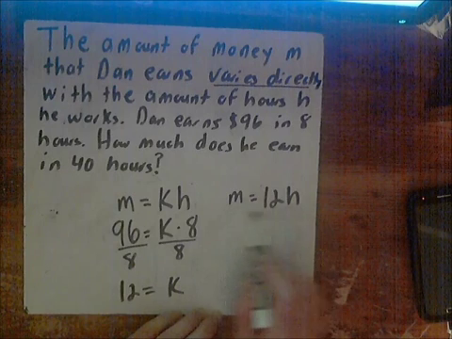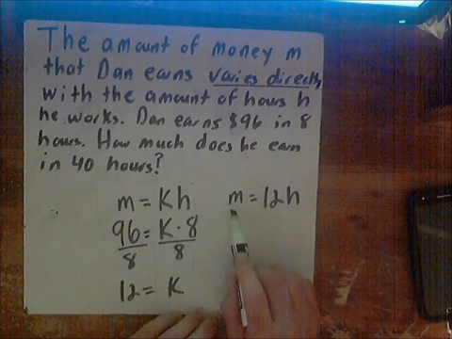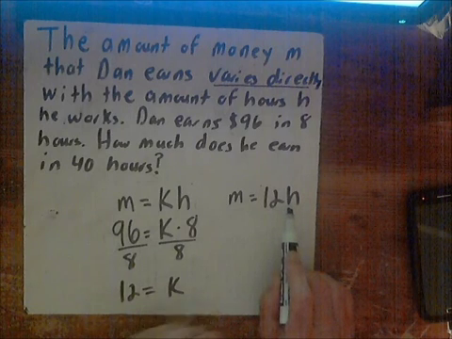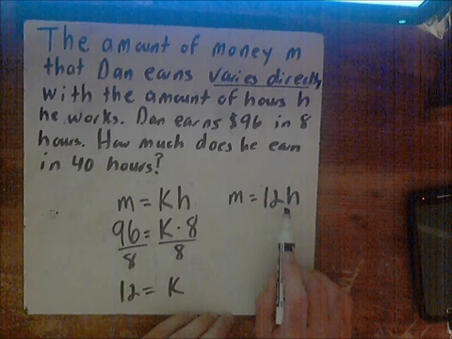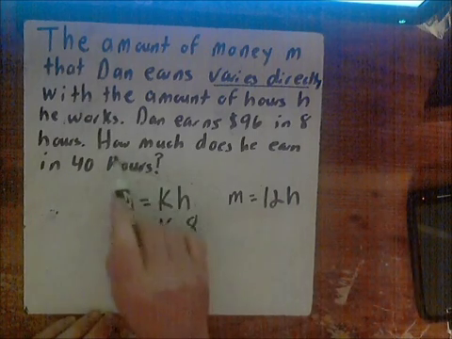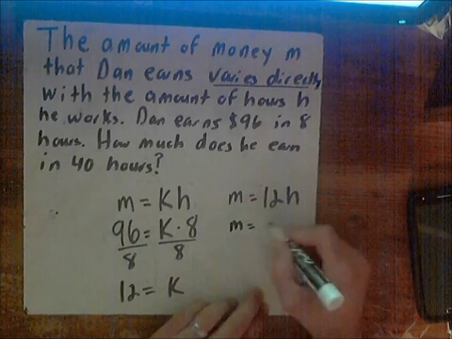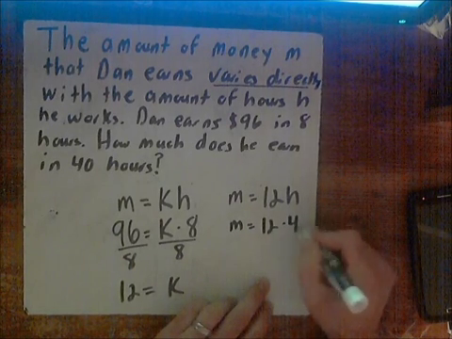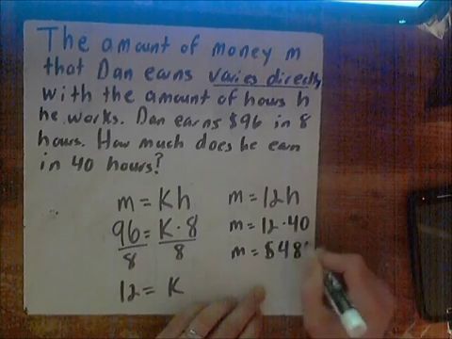And the power of this is I can now find the amount of money that Dan makes if you give me the hours, or if you give me the amount of money he makes, I can find the amount of hours he worked. In this case, it's asking how much does he earn in 40 hours. So I can use this by just plugging 40 in for H and simply multiplying here to get $480.